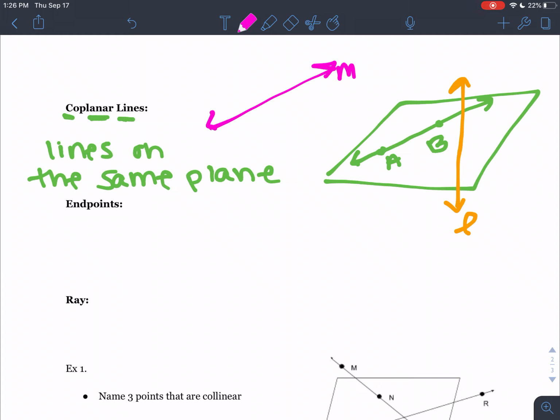Next, we talk about endpoints. Endpoints are what are at the end of a segment, or what we're going to talk about next is the ray. So it just means these points at the end of the line segment. Points that mark a beginning and end.